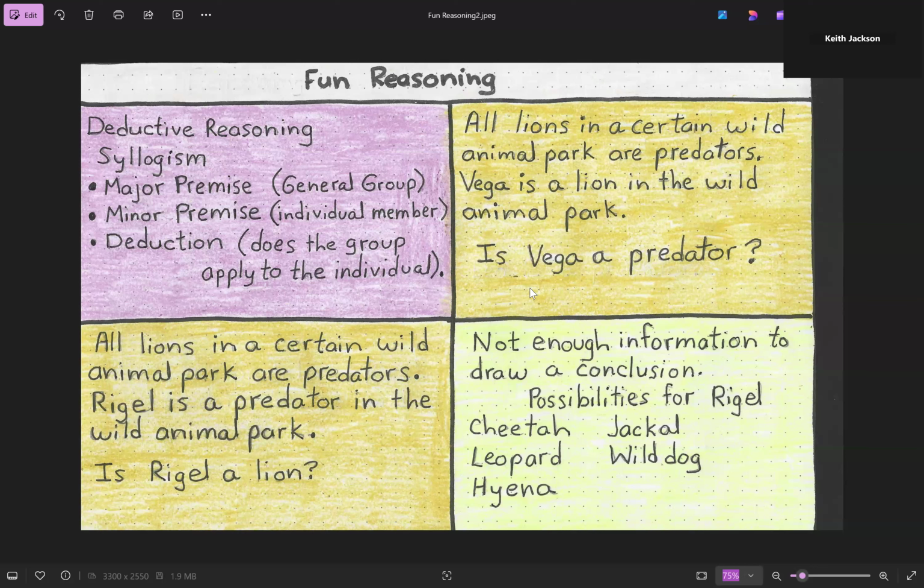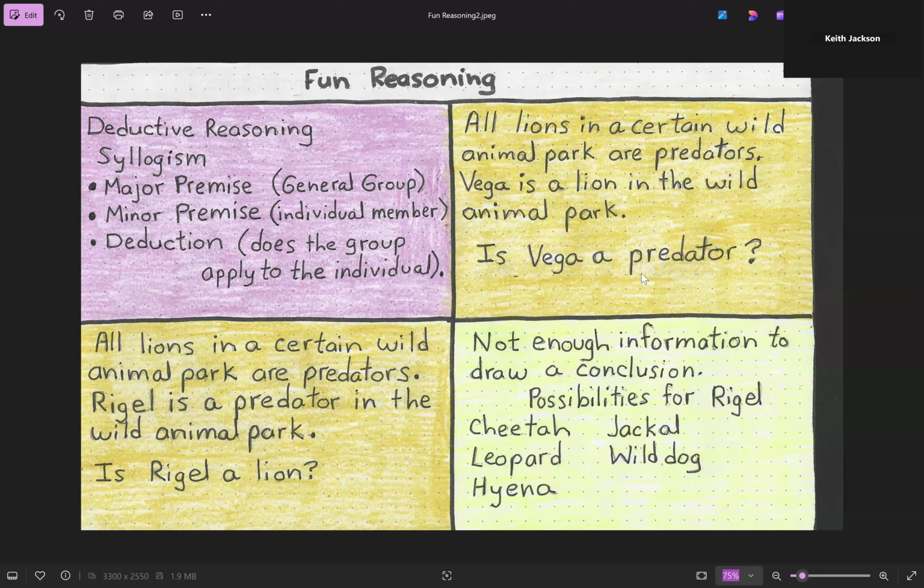Okay, well, let's see if Vega is a predator by looking at our syllogism. And so let's take a look at the major premise, the general group. Well, the general group are all lions in that certain wild animal park. All right, and they're predators. Okay, the minor premise is the individual member. Well, Vega is an individual member of the lions in that wild animal park. So he is a member in that group.